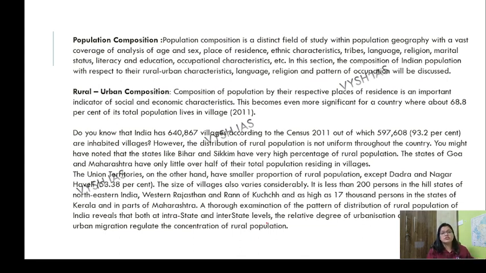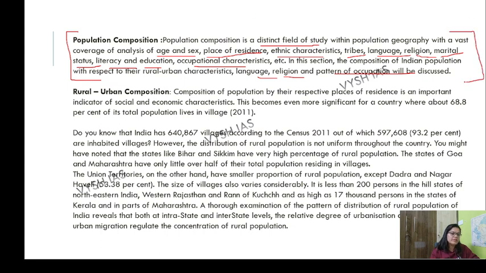Now let's talk about population composition. Population composition is a distinct field of study within population. When we talk about composition, we analyze the population on the basis of age, place of residence, ethnic groups, tribes, language, religion, marital status, literacy, education, and occupational characteristics. In this section, the composition of the Indian population with respect to rural-urban characteristics, language, religion, and pattern of occupation will be discussed. When you talk about population composition, you can directly just focus on the definition as well.